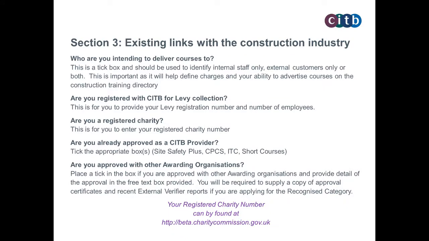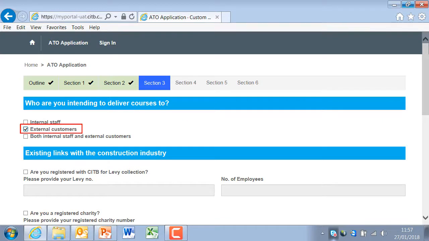Section 3. In this part of the application, you can indicate if you have any existing links with the construction industry. You can let us know who you're intending to provide these training courses to, if you're registered with CITB already for levy collection, and whether you're a registered charity. If you're already an approved CITB training provider, your application will be easier for CITB to process. If you're approved by any other awarding organization, you can provide us with information here. So now I'll tick this box for external customers.